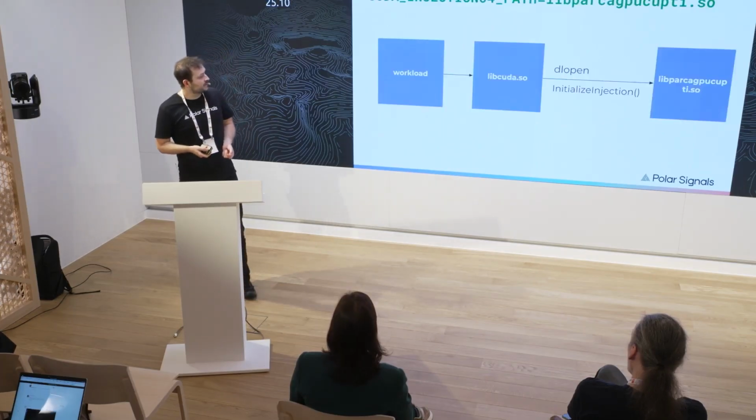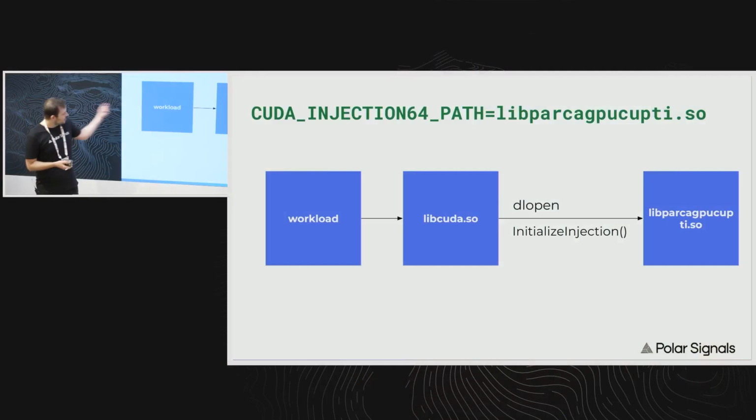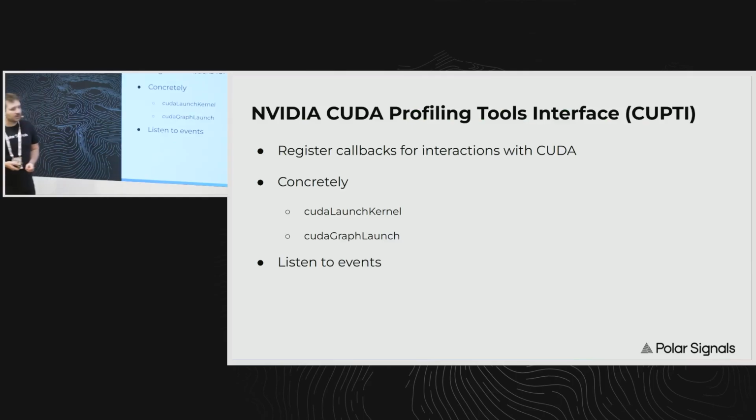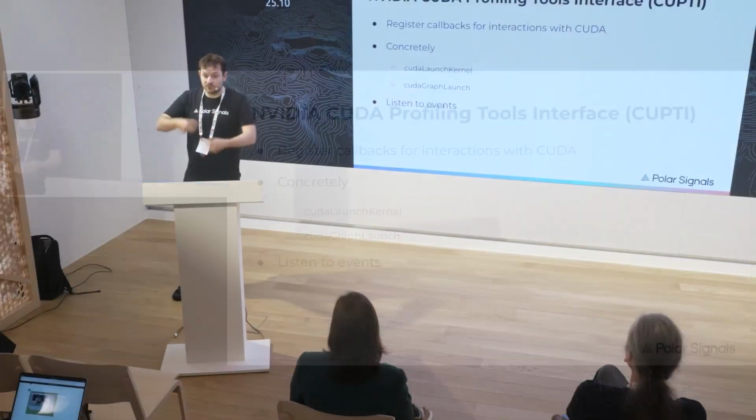And so what happens? Like I said, when CUDA is being initialized, it calls dlopen on whatever this environment variable is set to. And then there's a single function that it calls called initialize injection. And this is ultimately the secret sauce. Because now what we can do is use this other ecosystem within NVIDIA called CUPTI, or the CUDA Profiling Tools Interface, which we can use to instruct the GPU, because all interactions with the GPU are asynchronous.